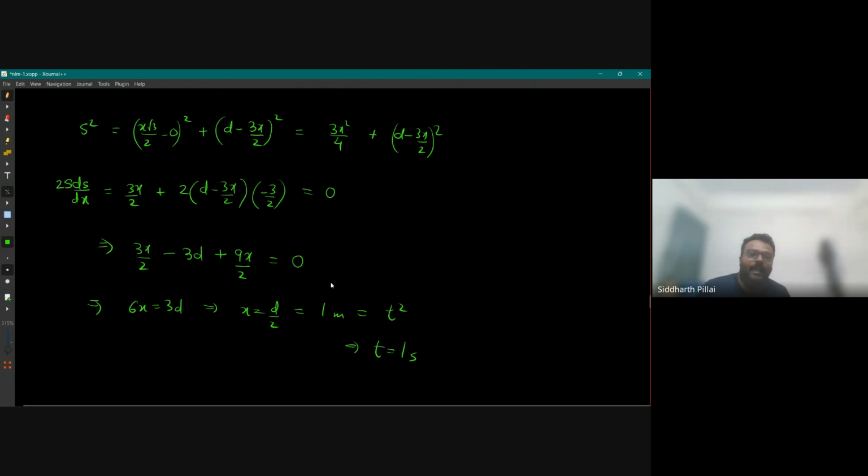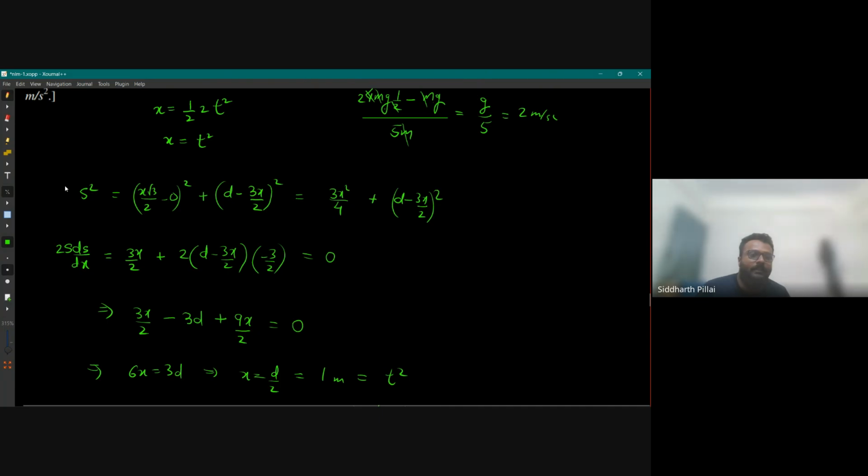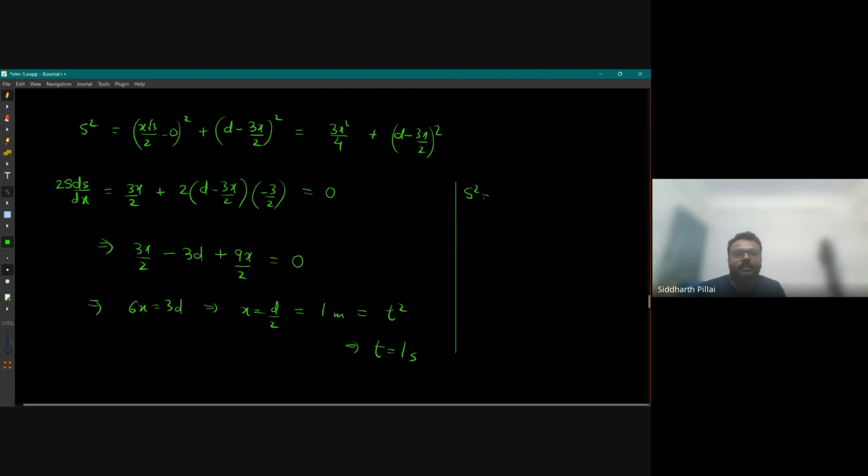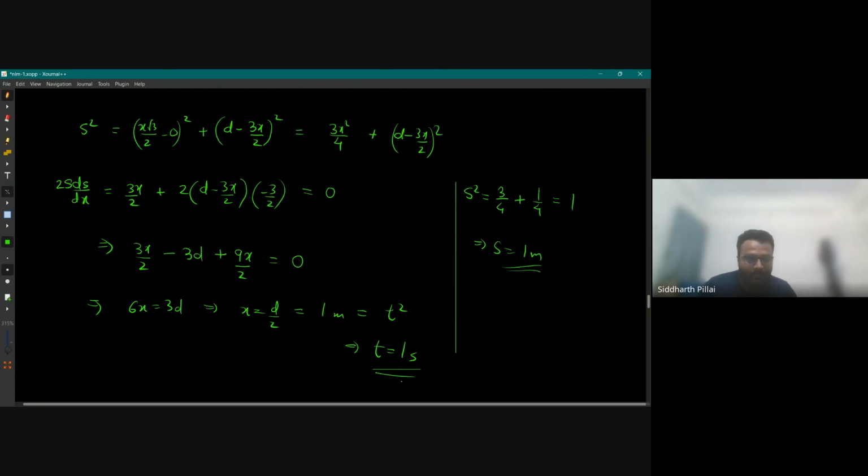Put this x back into the expression for s square. What will I get? I'll write it here. s square is equal to 3 by 4, right? Root 3 by 2 whole square, 3 by 4, 3 by 4 plus d is 2. 2 minus 3 by 2 is 1 by 2. Whole square is just 1 by 4. So I'll just get 1 again. This means s is equal to 1 meter. This is your answer.